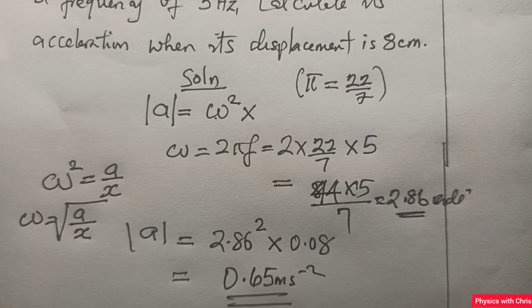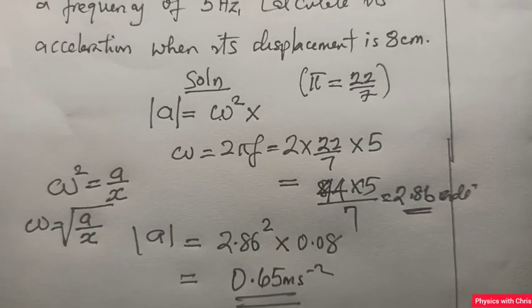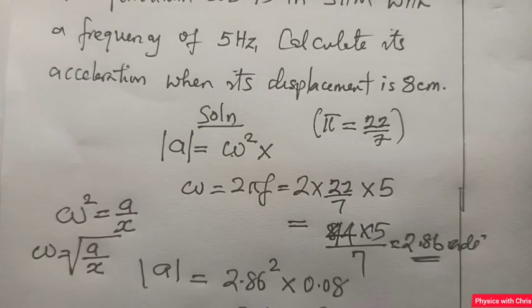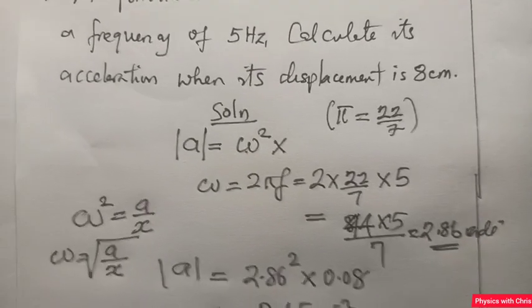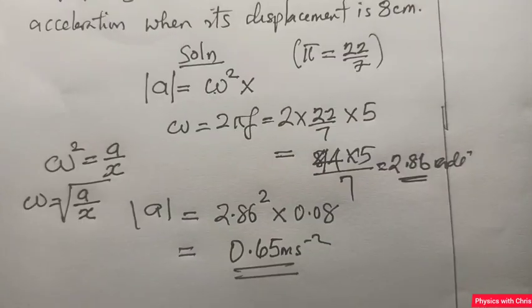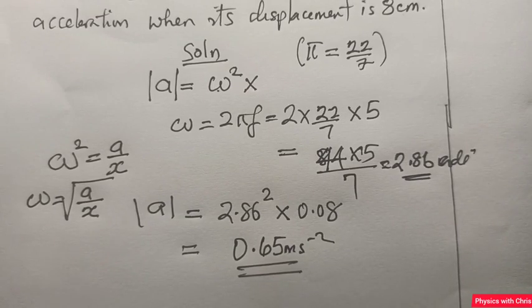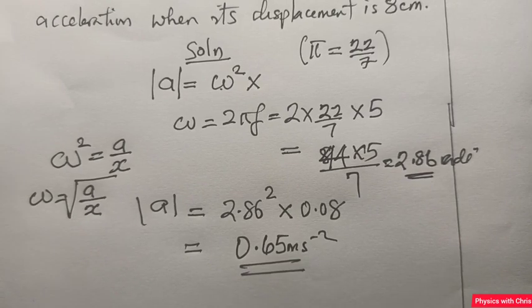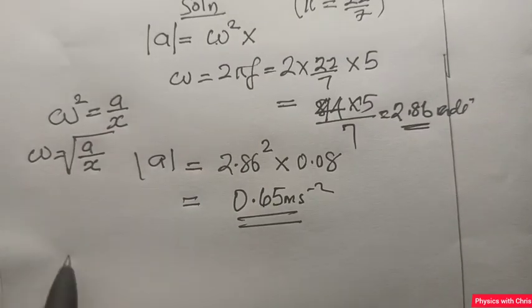Now we need to understand again that not all oscillatory motions are simple harmonic, but all simple harmonic motions are oscillatory motion. I take it again: not all oscillatory motions are simple harmonic, but all simple harmonic motions are oscillatory motion. How do we show that? Let's see an example here.